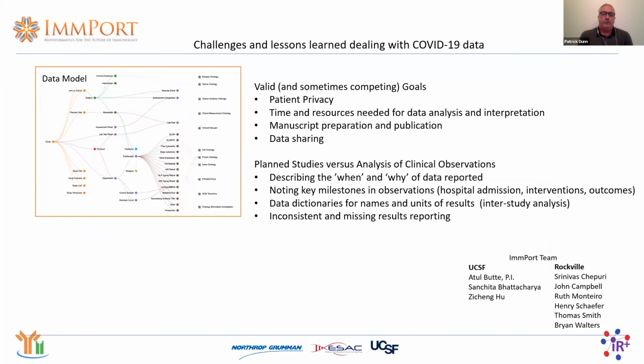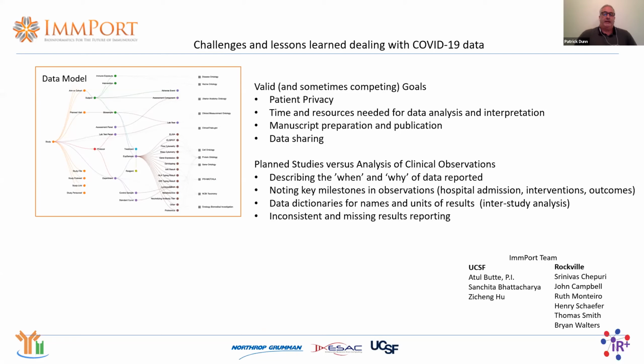There are multiple lessons learned. Some of these are valid goals, and sometimes they compete with each other, as noted by multiple other speakers. Patient privacy affects the willingness of an IRB to say when data can be shared, what aspect of the data can be shared, et cetera. It's necessary for the researchers to have time for data analysis, data generation, data interpretation. Then they have to prepare their manuscript and get it ready for publication, and then they have to do data sharing. And that's relatively the sequence of events. You can understand the relative priority of data sharing at any one time in their minds, and that's understandable.